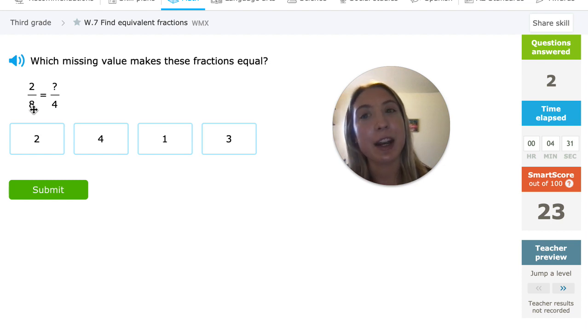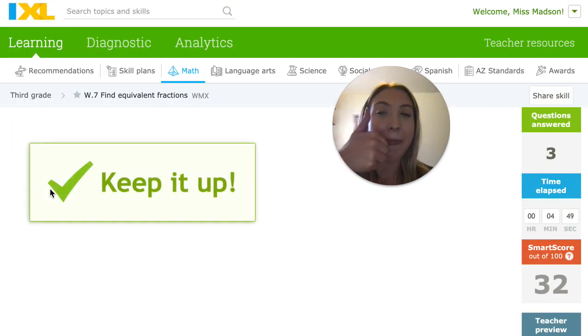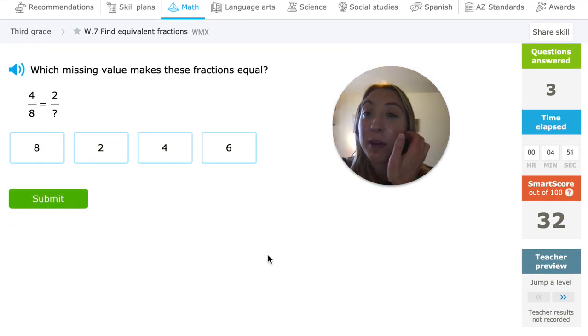So 8 divided by what gets us to 4? Well, 8 divided by 2 gives us 4. They cut it in half. So then we have to divide 2 divided by 2 gives us 1. Because whatever we divide the bottom by, we have to divide the top by, which would be 1. Awesome. So let's do one more together.